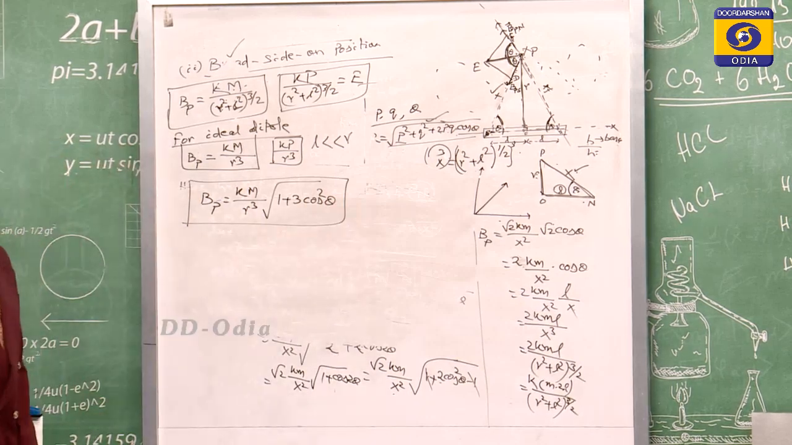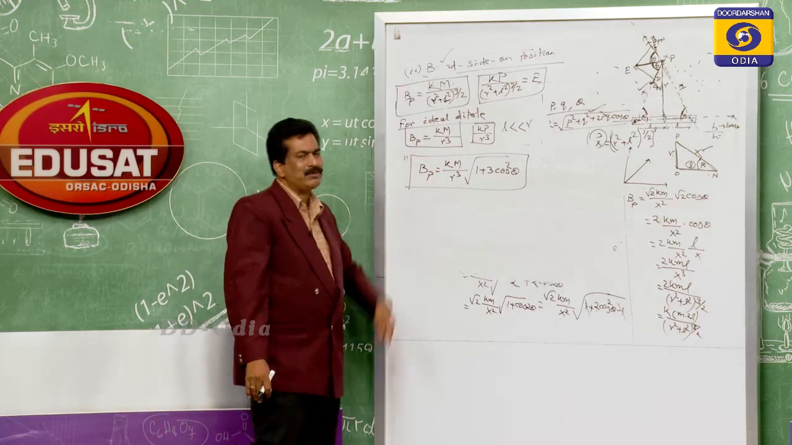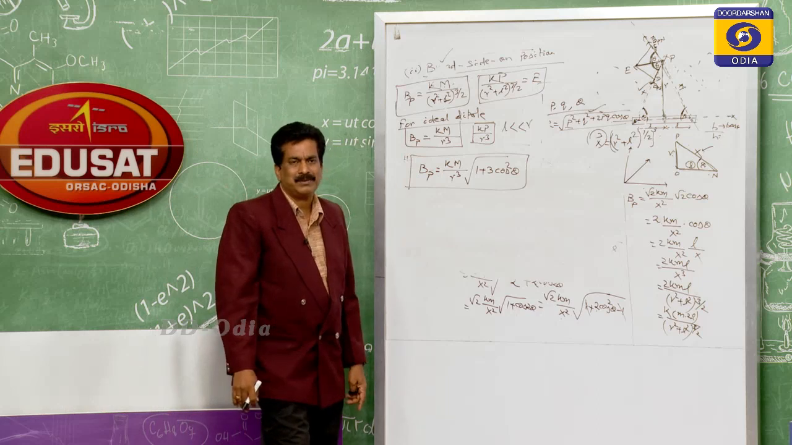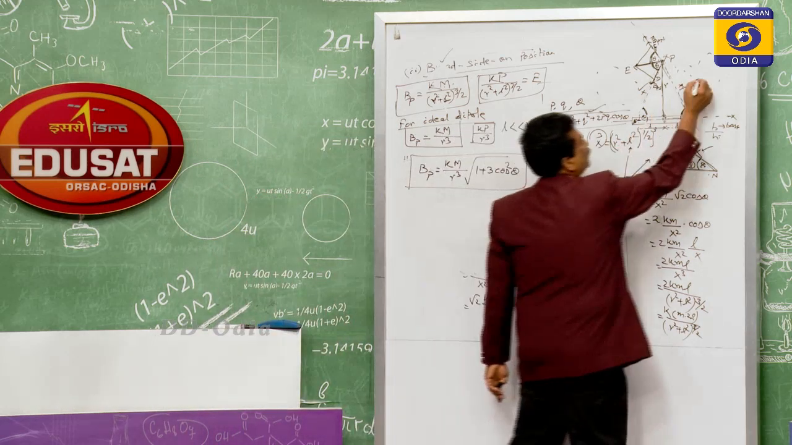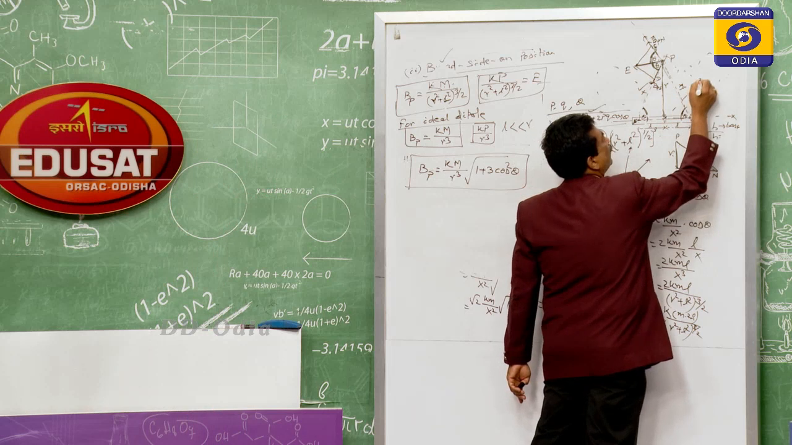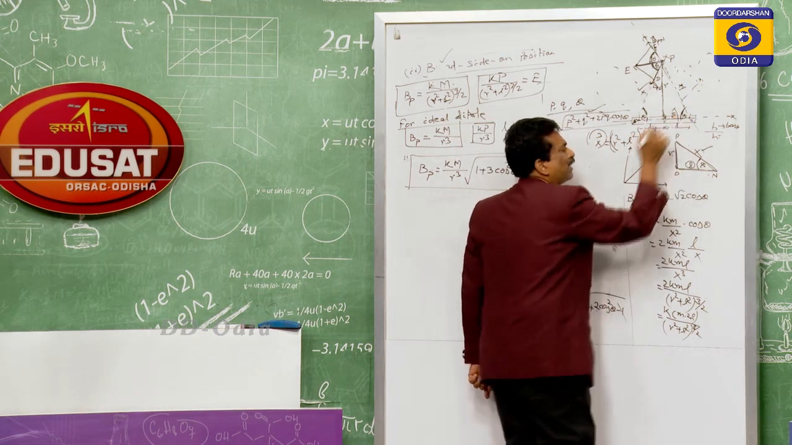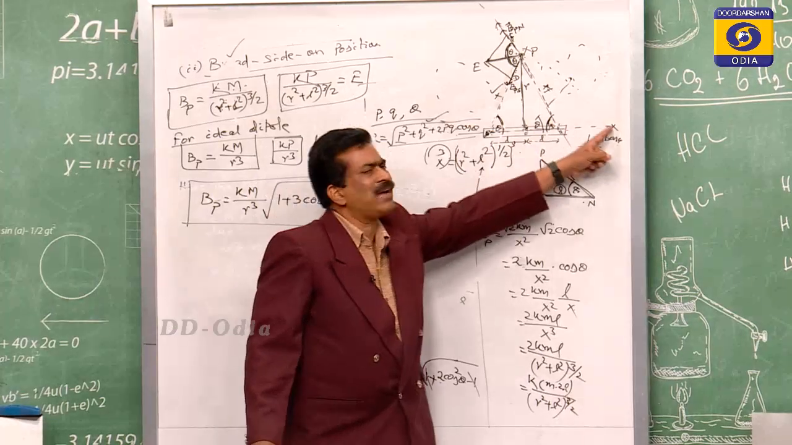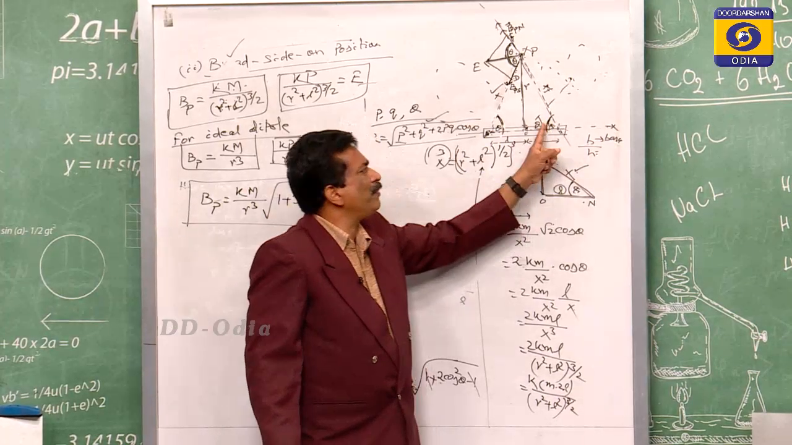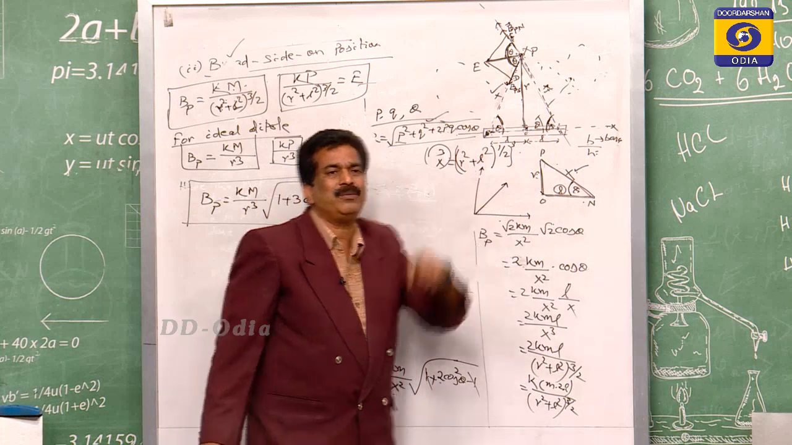This is the BP. Sir, if you write likewise, how will you accept that one? Suppose the point is here. Now we have to join the point to the midpoint. This angle is equal to theta. Suppose this is the axial position, what will be the theta value? Theta value will be 0.